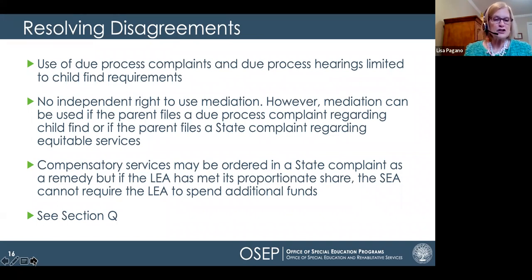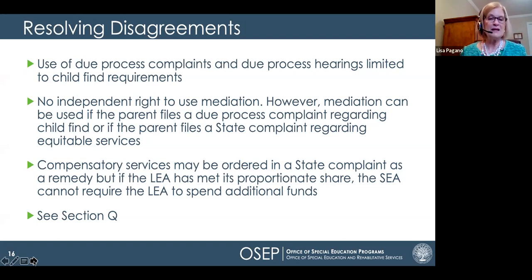There were questions about whether parentally placed private school children with disabilities could be entitled to compensatory services as a remedy. So let's say a parent files a state complaint: my child did not get all the services required by their services plan during the public school closure due to COVID. Can that child be considered for compensatory services?